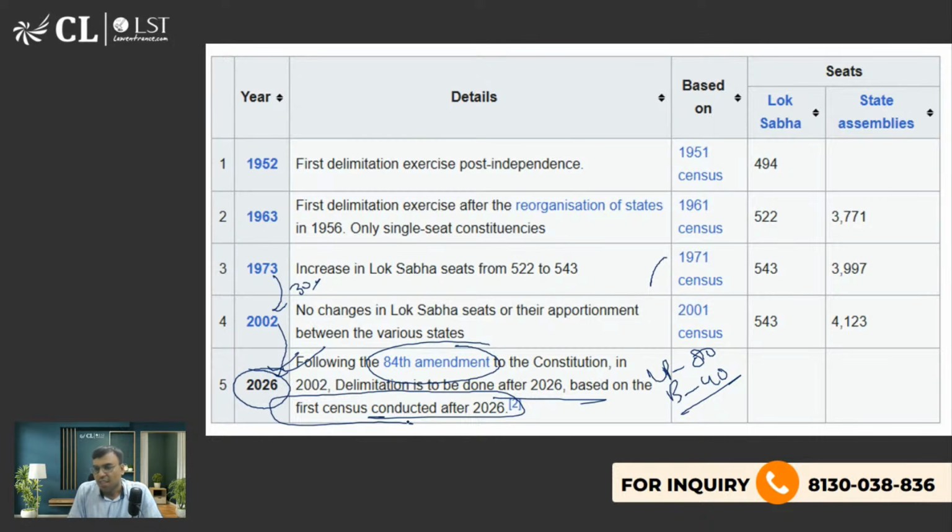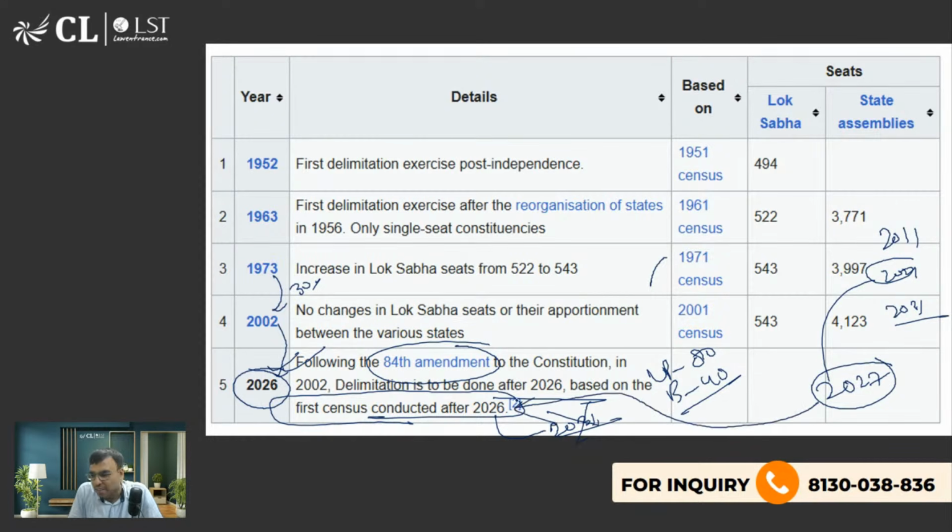ठीक है. तो आइडियली क्या होता, 2011 में सेंसस आया, 2021 में होता, तो 2031 में होता, तो ये 2031 के बाद इंप्लीमेंट होता. लेकिन 2021 वाला इतना डिलेड है कि ये 2027 में हो रहा है. इंस्टेड ऑफ 2031, 2027 के बाद ही ये इंप्लीमेंट हो जाएगा. ओके, यू गॉट इट? इज इट क्लियर?